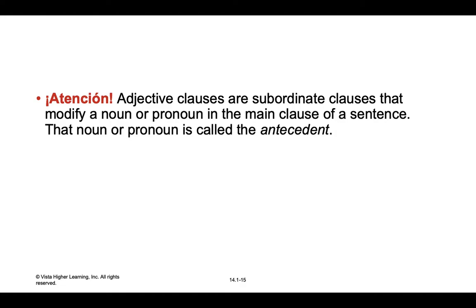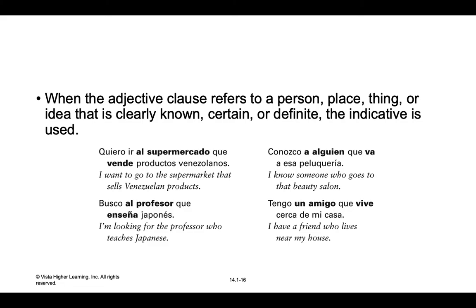So as the name says it, adjective clauses, they modify the noun. So for example, you say, my house is big. Big is the adjective and it modifies the noun house. Quiero ir al supermercado que vende productos venezolanos. So, que vende productos venezolanos is the adjective clause because it is that specific supermarket, the one that sells Venezuelan products.